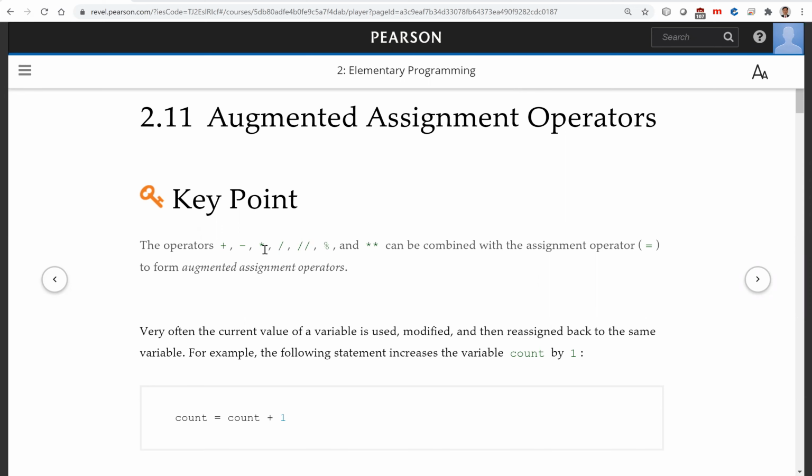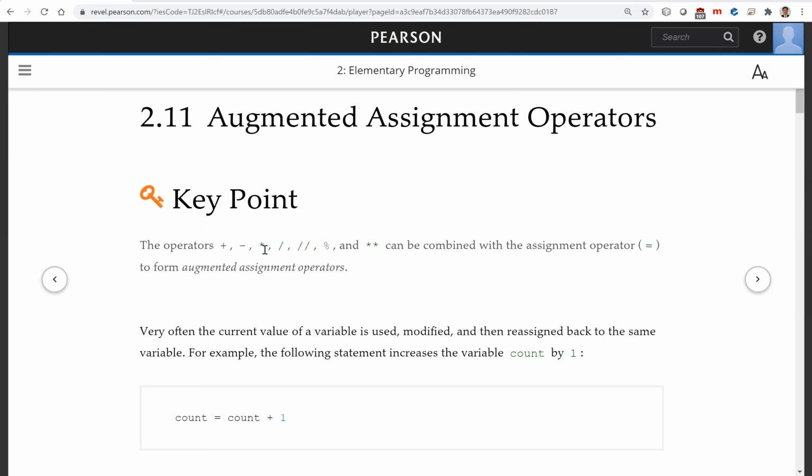For example, you have count plus 1 assigned to count. It can be simplified using the addition assignment operator. So this is add 1 to count. This is the augmented assignment operator for addition.